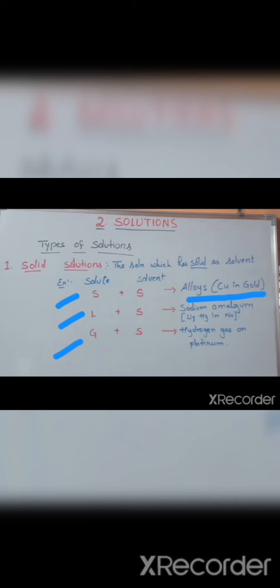And next one is liquid plus solid, that is sodium amalgam. That is liquid mercury in sodium. Next, solute as a gas and solvent as a solid, that is hydrogen gas on platinum. This is the third type of solution, that is solid solutions.